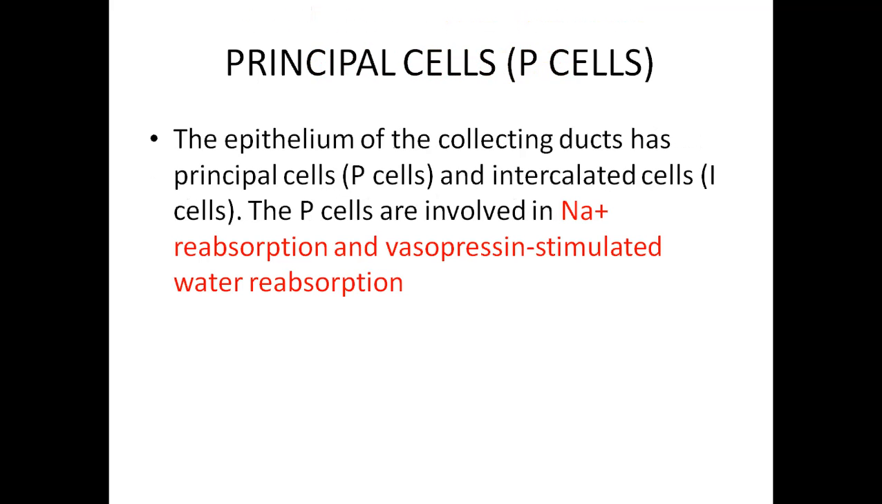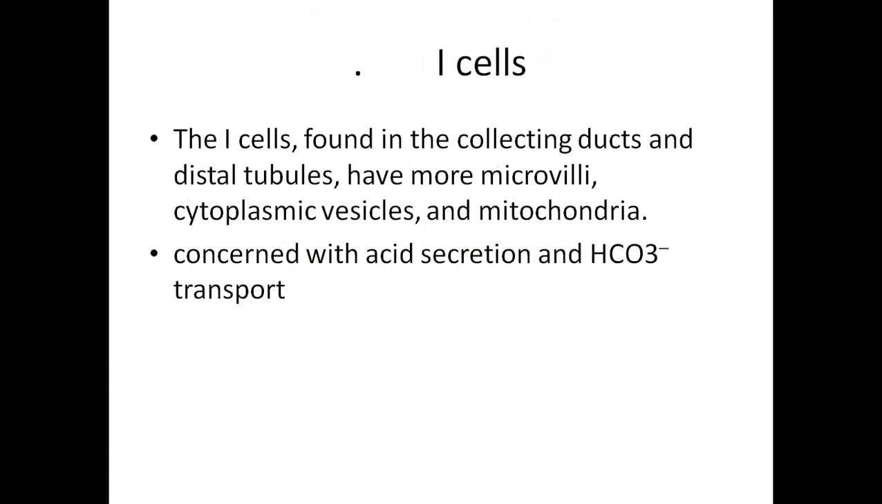I cells, these are found in the collecting duct and distal tubule, and these have more microvilli, cytoplasmic vesicle and mitochondria, and these are mainly concerned with the acid secretion and bicarbonate transport. So one important point is that P cells and I cells. P cells are for sodium and water, and I cell for bicarbonate transport.